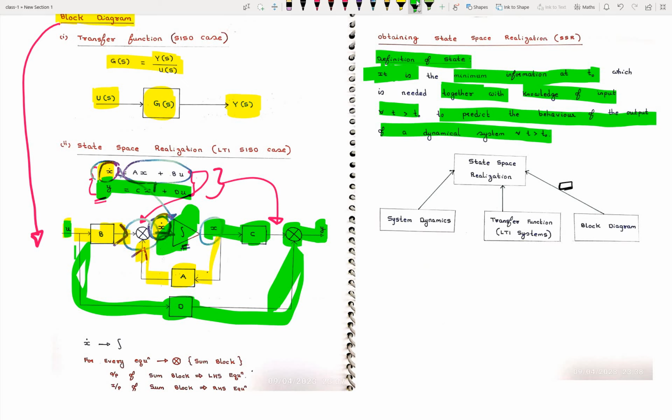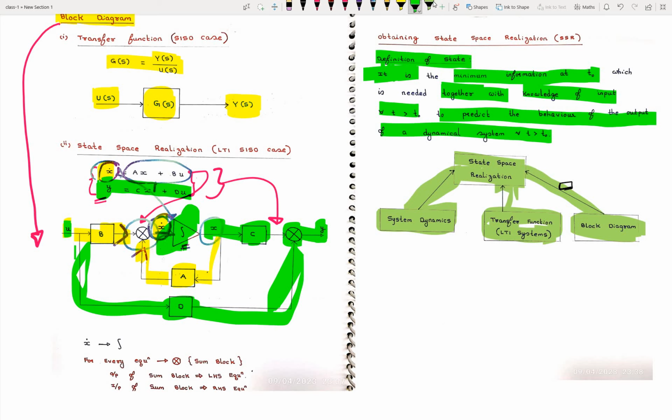Next is in how many ways we can obtain the state space realization. First I have highlighted system dynamics. If you know the system dynamics, how you can obtain the state space realization. The next video will be based on this only. In the upcoming videos, initially I take system dynamics and show how we can obtain the state space realization. Then, when we have a transfer function, how we can obtain the state space realization. Next, if we have a block diagram, how we can obtain the state space realization.